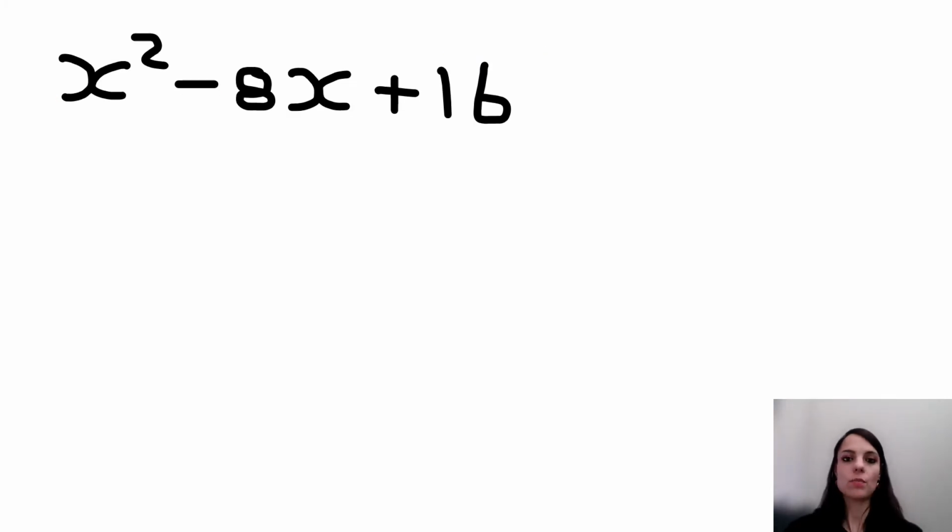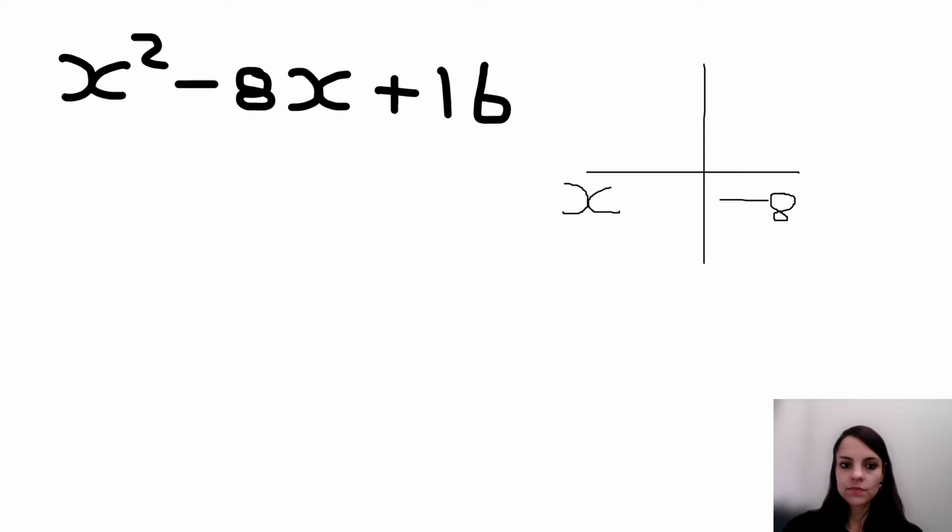Here is another example. Here we see we have a minus and a plus. So it is a little bit different than the previous one. First, we draw our cross. Now you will see the x squared, the negative x, and the 16.